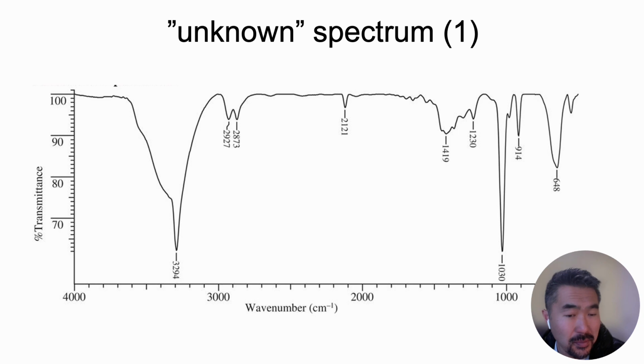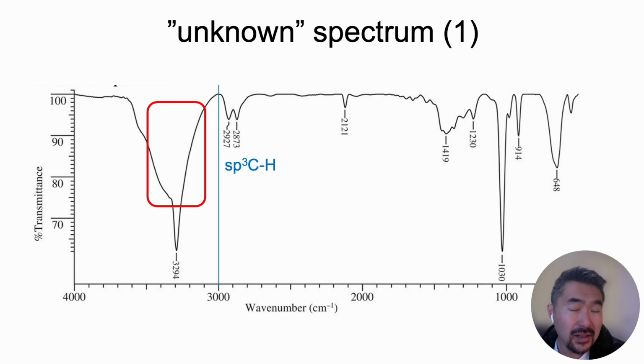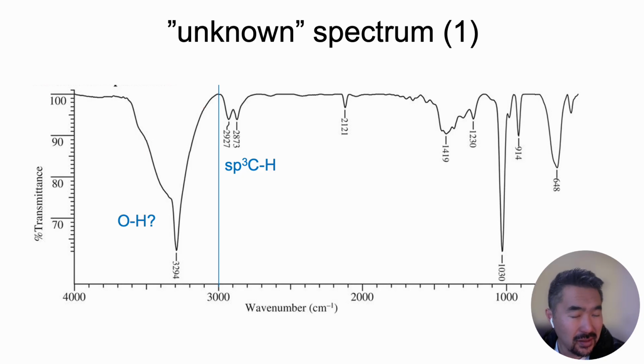Here's unknown spectrum number 1. See if you could identify some signals that would be important. Again, get in the habit of drawing a line at 3000. Right before that, we see some peaks or signals, likely these sp3 CH. This looks like an OH signal, broad OH, but it's overlapped, so it's a little bit ambiguous. I'll leave a question mark there.